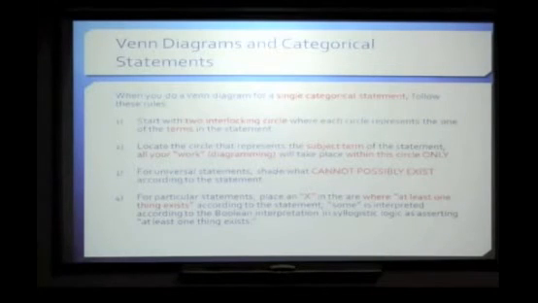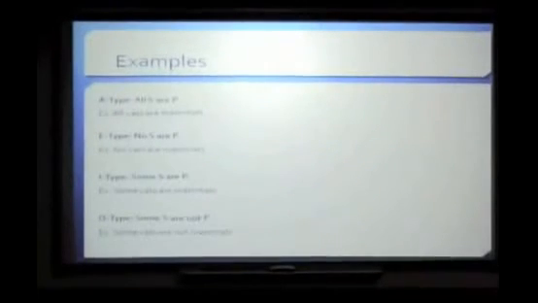So here, what you want to start with is two interlocking circles where each circle represents one of the terms in the statement. You want to locate the circle that represents the subject term of the statement, and you want to do all your work in that circle, within the subject term. Then, for universal statements, you want to shade what cannot possibly exist according to that statement. And for particular statements, you want to put an X in the area where something exists according to that particular statement. Okay? So, let's do some examples here.